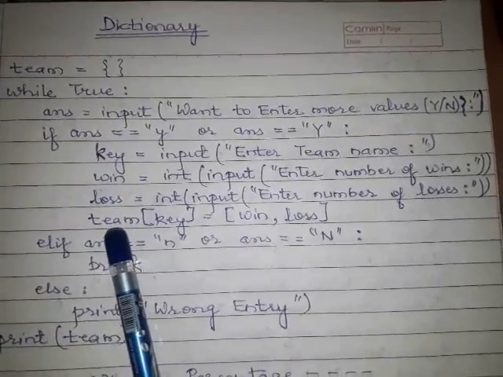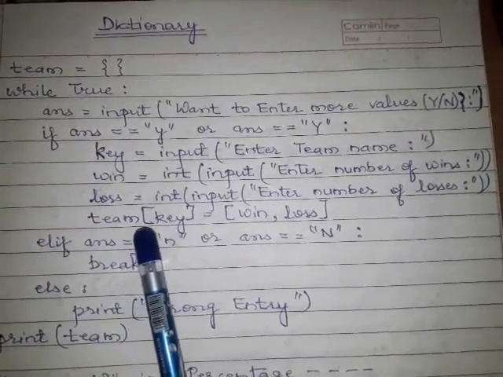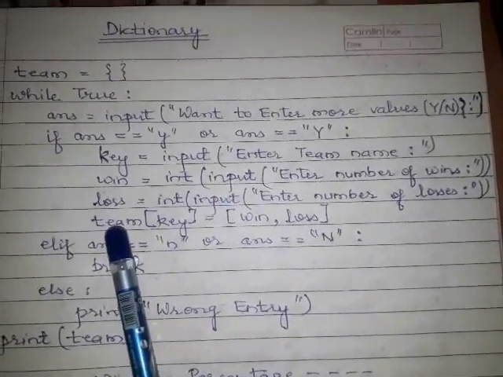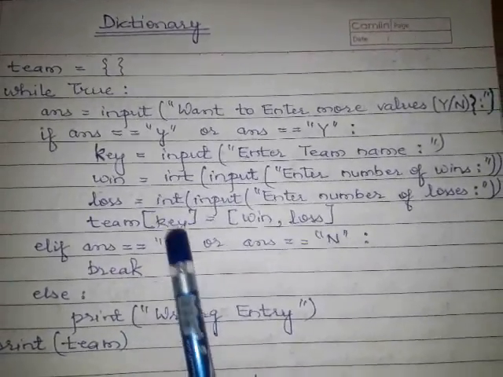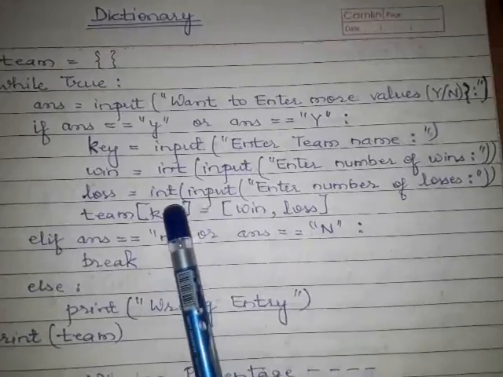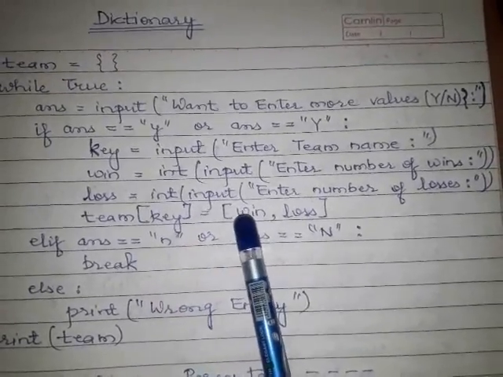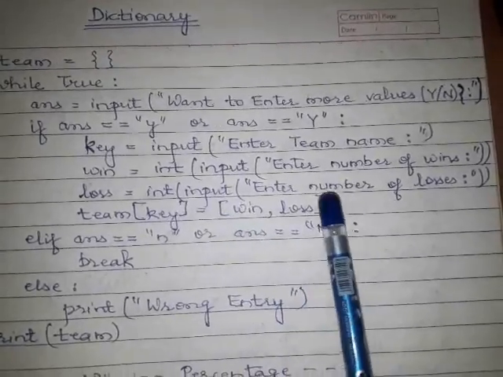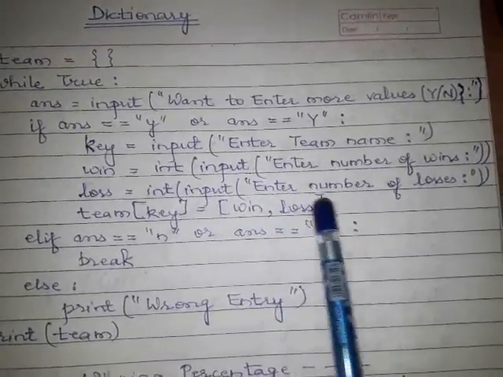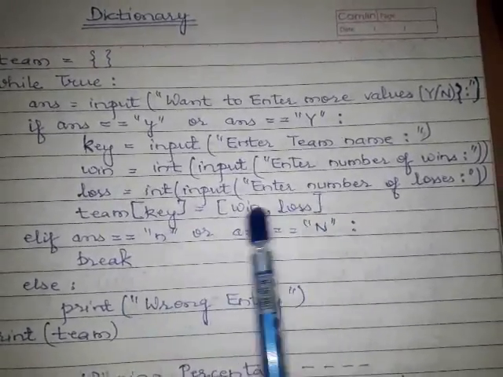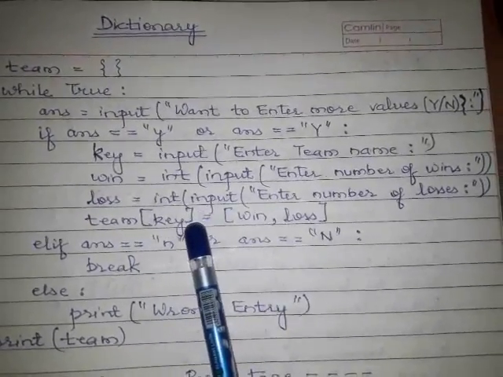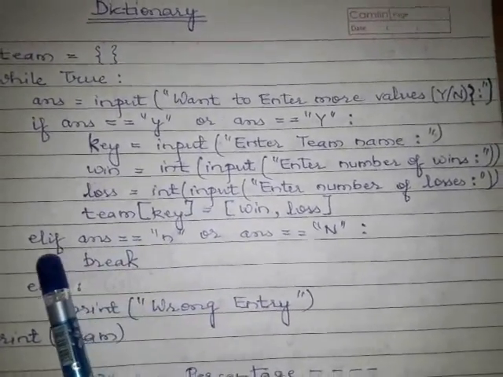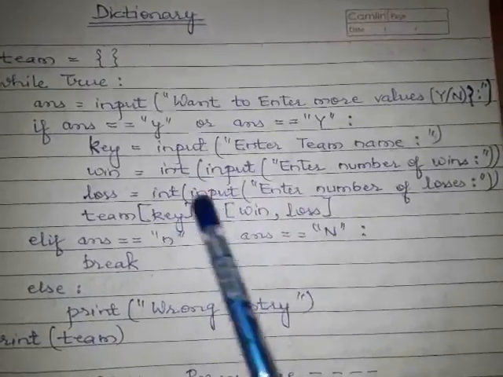To add a key value pair in a dictionary, we have to write something like this: team key, the key which is entered by the user, meaning the team name, and the numeric value of win and the numeric value of loss will be stored in the form of a list in the dictionary. So this is the way to assign a key value pair to a dictionary. This is the way to make the dictionary.